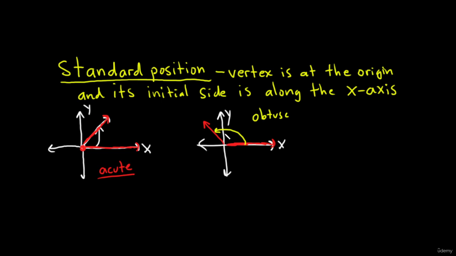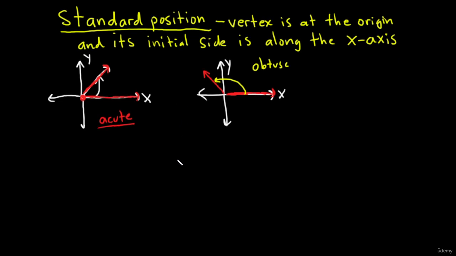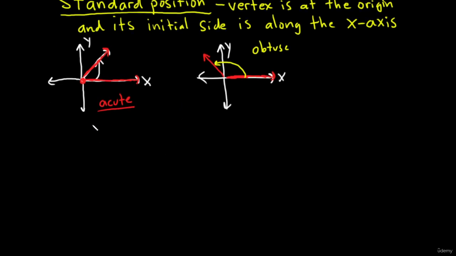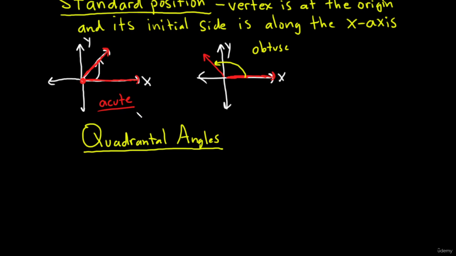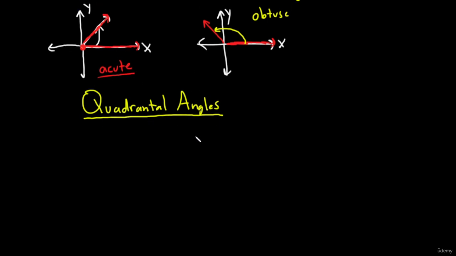Now, there's some other angles that are even easier than the acute and the obtuse, and they're called quadrantal angles. So let's talk about those. It's a fun word too. Quadrantal angles. These are the good angles. These are the fun ones because later on when you learn about trigonometric functions and you're trying to compute trig function values, whenever you have these quadrantal angles, it's really easy. Like they're easy to memorize. It's not hard.